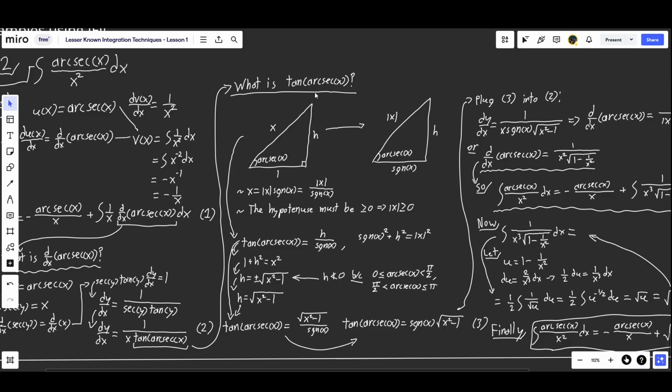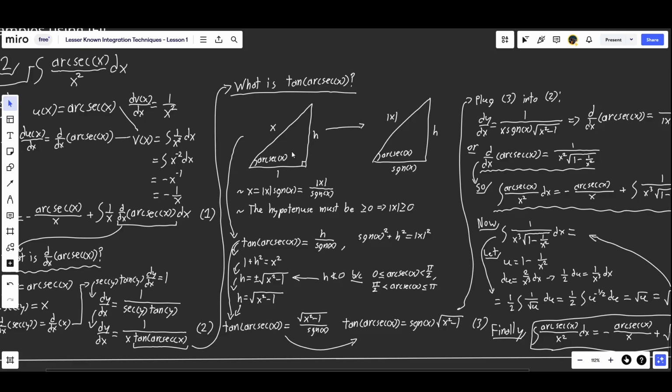We can therefore represent arcsecant of x as an angle in a right triangle, and the ratio that it needs to take in has to be equal to x. So we can satisfy this by having x be the hypotenuse and the adjacent side being 1. So x divided by 1 is equal to x, so the ratio is satisfied. Unfortunately, if we were to use this triangle to try to find what tangent of arcsecant of x is equal to, we would actually get the wrong answer.